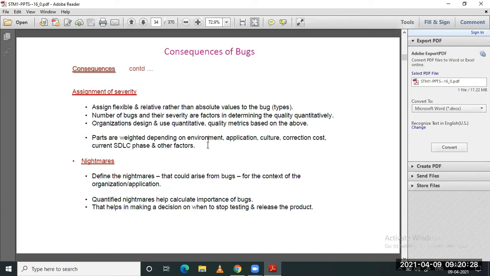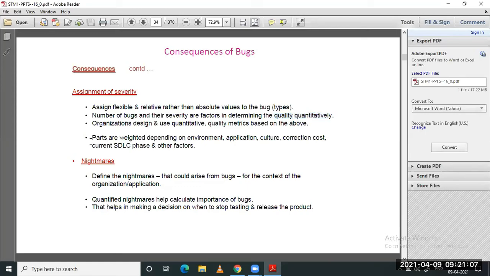So based on the type of the bug, which we already discussed, you can rectify it. The number of bugs and their severity are factors in determining the quality quantitatively. That means if you get a bug, its type determines the quality of your software quantitatively. Organizations design and use quantitative quality metrics based on the above; we already discussed how we are going to calculate the quality.